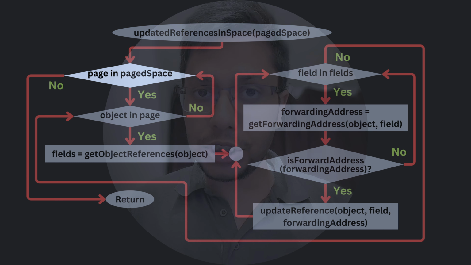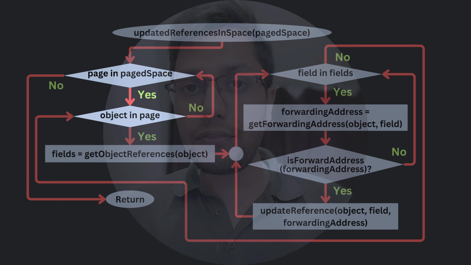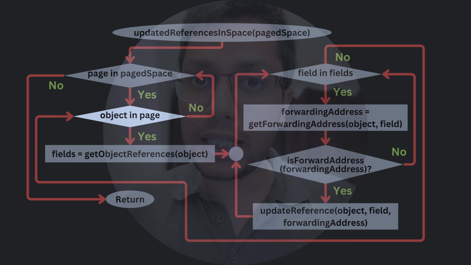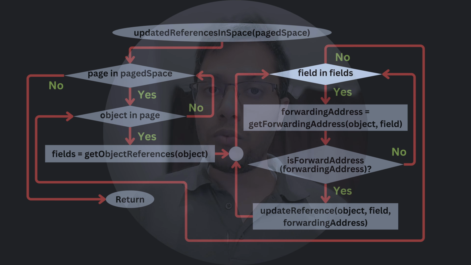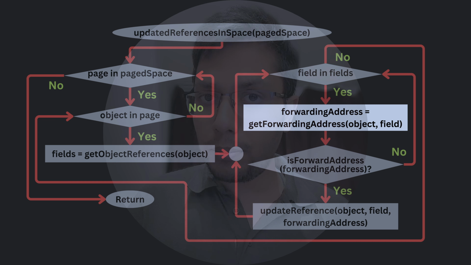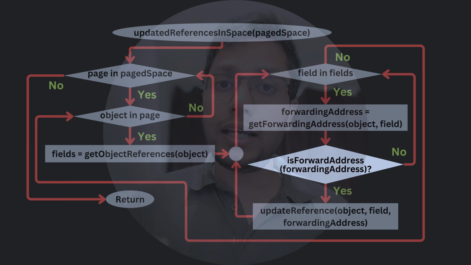So inside that function, we iterate through all the pages in that particular space, and we iterate through all the objects in a particular page. From each object, we get a list of references to other objects. Let's call this list as fields. So we iterate through the fields one by one. We get the forwarding address from the object field. We check that if it is in fact a forwarding address or not.